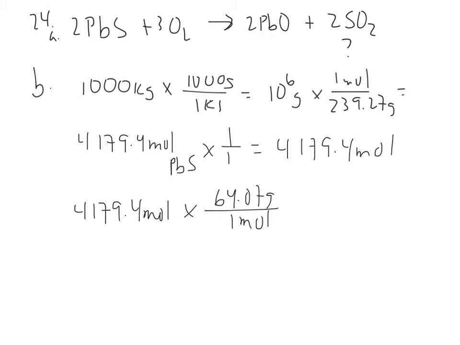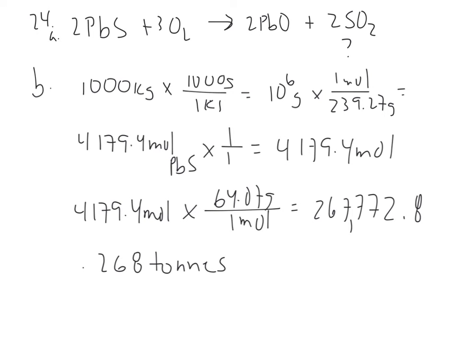And when I multiply this, I'm coming up with 267,772.8, or 267,772, or 773, or we could just express this as 0.268 tonnes. And tonnes indicates it's a metric ton. And then part C, what assumption have you made? You've assumed PbS is your limiting reactant, so that all the PbS has been consumed.